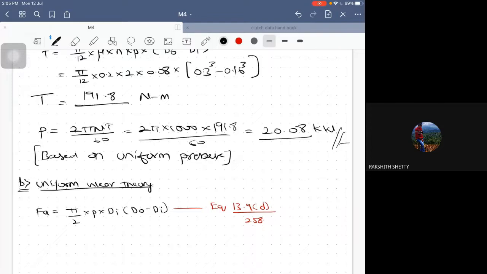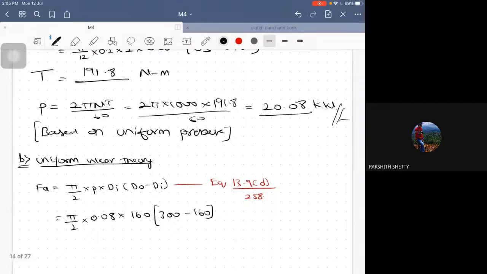Okay. So now please do substitute it. It is pi by 2. The value of allowable pressure is given as 0.08, into 160 is enough. Then d naught is 300, so minus 160 again. So can I get the value of Fa in newtons?